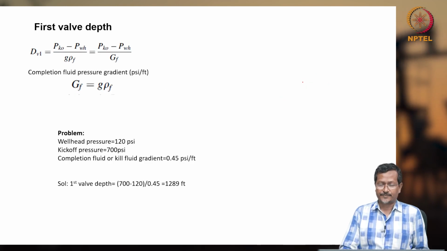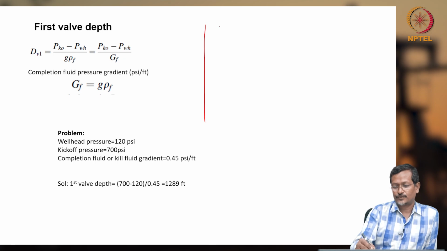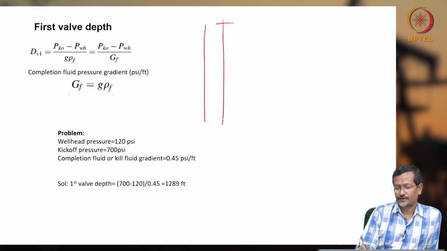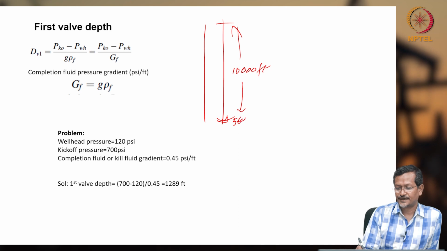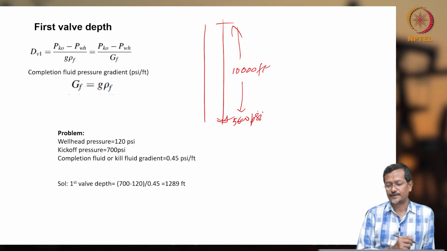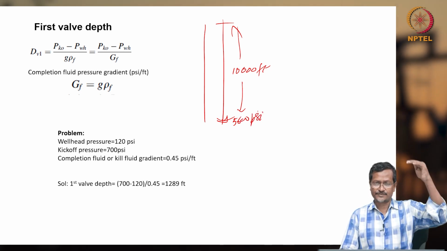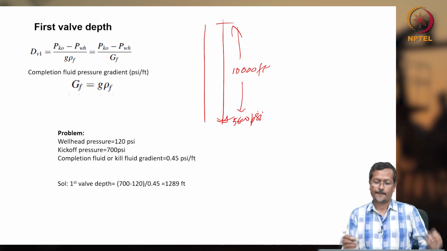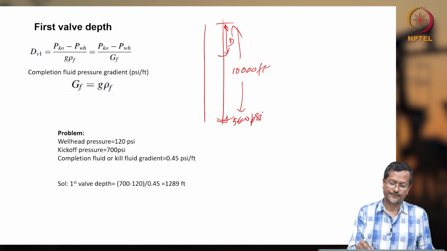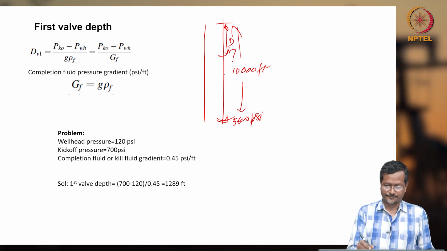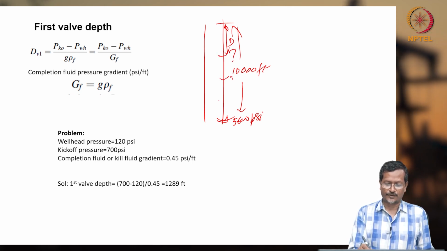Now, first valve depth. You have a 10,000 feet depth, I already told you. Now I said if I have a valve here, 5600 psi pressure is required. Then what should be the first valve depth from top? What will be this D, the first one? Then you have to put the second one, and the third one.